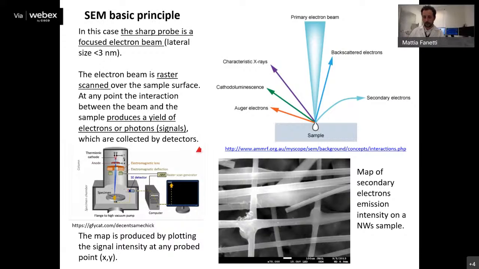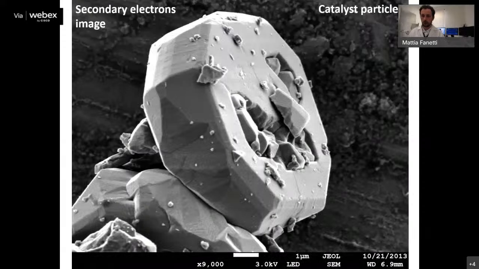And this technique works, of course. For example, this is a secondary electron image produced by SEM, the SEM which is behind here. In each point, I measure the secondary electron intensity and I plot it on the image. And this is the result.